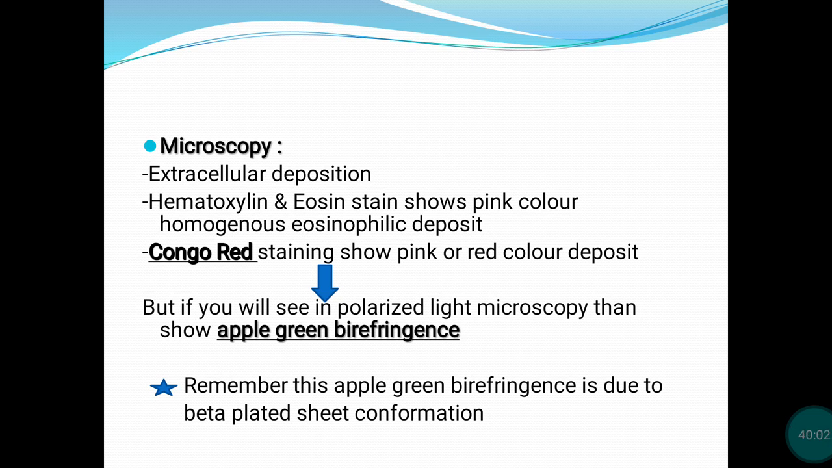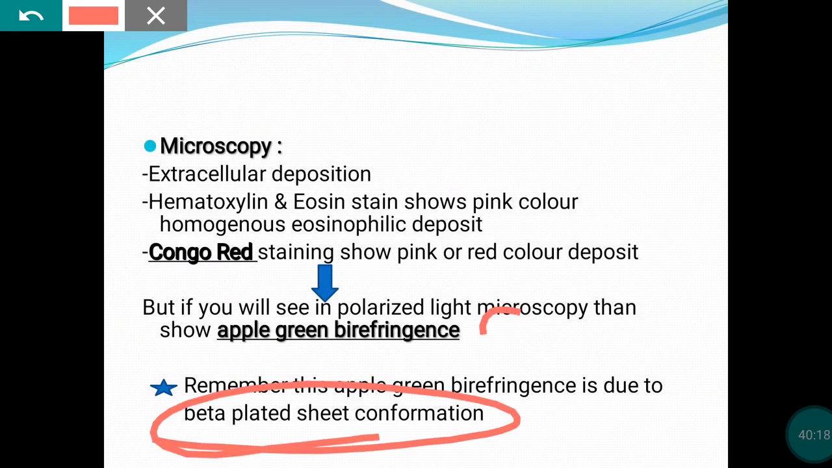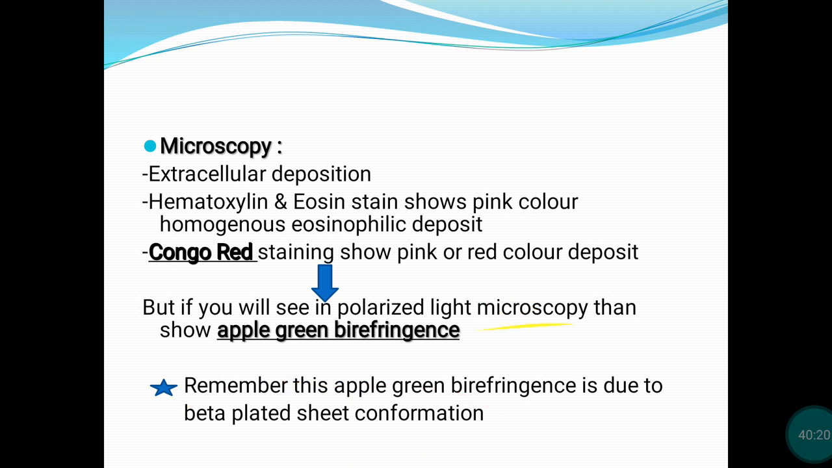Congo red is a specific stain for amyloidosis, but again, it is not the diagnosis. For the diagnosis, you have to inspect it microscopically under polarized light. That will show the apple-green birefringence, and that is because of the beta-pleated sheet conformation. Important MCQ.